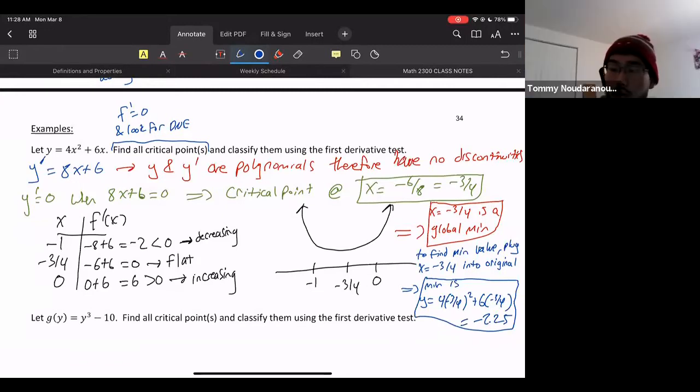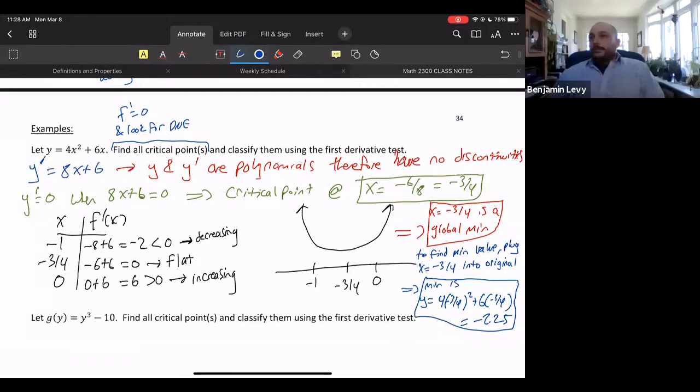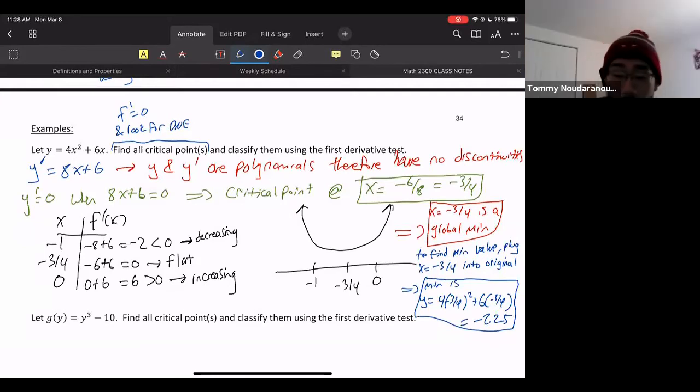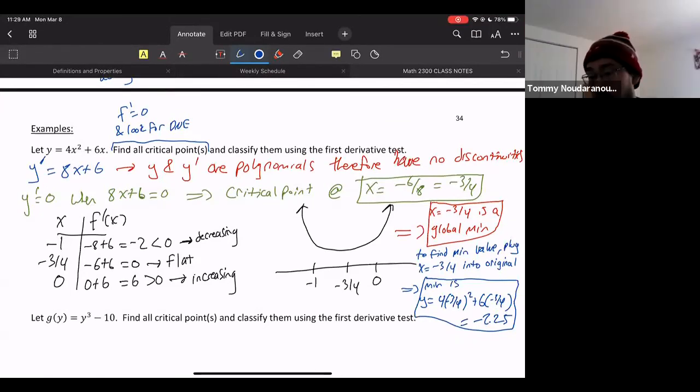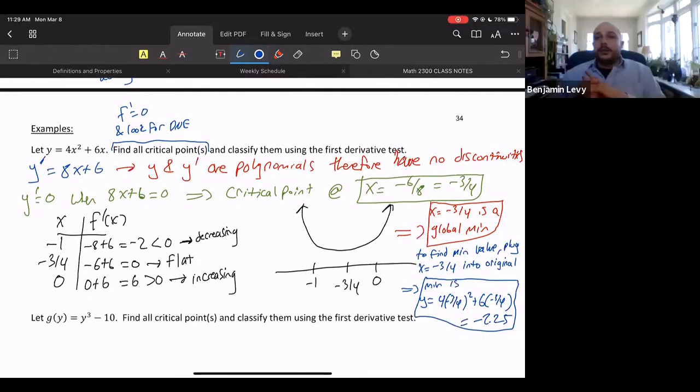So I have a question. Yeah, go ahead, Tommy. Cool. So if you ask where the min is, it's the x value, right? Correct. And then what is it? You plug it into the original, and then you get the y, which is what the min is. That's right. So that's exactly right. Someone else want to say something?